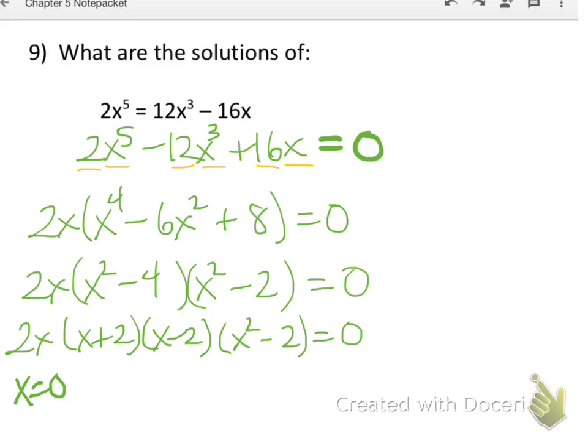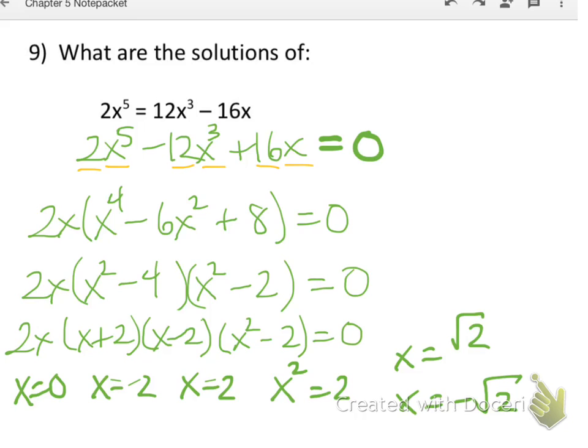2x equals 0 gives us that x equals 0. Setting x plus 2 equal to 0 gives us x equals negative 2. Then we get x equals positive 2. And then we get x squared equals 2. So we have to take the square root. Now don't forget that when you take the square root, it's going to be a positive and a negative answer.